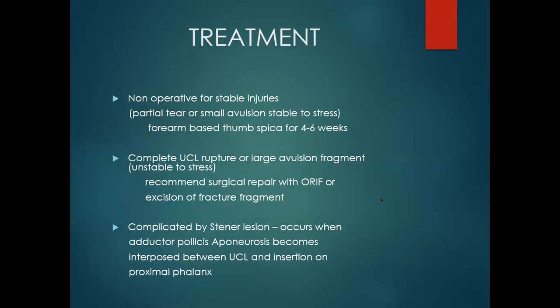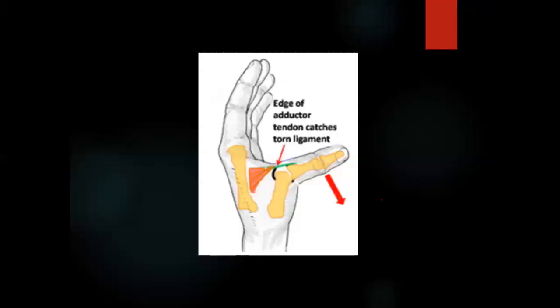Treatment is non-operative if it's a stable fracture, so they're in a thumb spica splint or cast for 4 to 6 weeks. And if it's completely ruptured, then they'll probably go in there and fix it with an ORIF, which is open reduction internal fixation. You can have complicated lesions afterward with some aponeurosis, so that's just something you need to keep in mind.